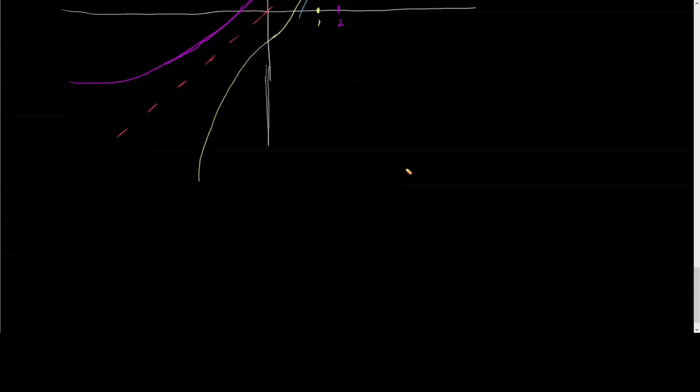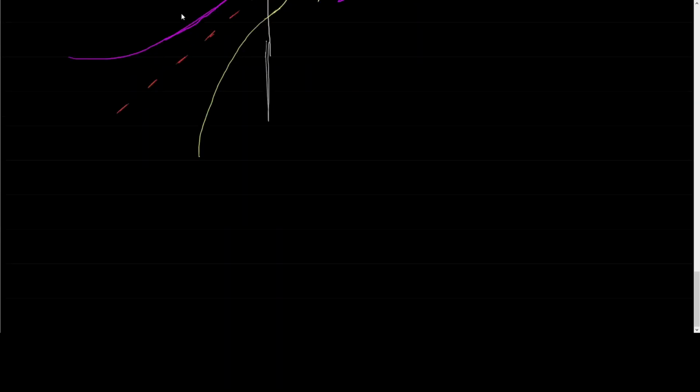Let's do another one. B. So let's say that I have f of x being equal to sine of x. And because we want this to have an inverse, we're going to restrict its domain to be from negative pi over 2 to pi over 2. All right.